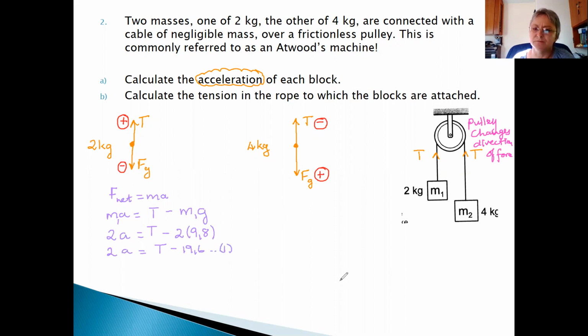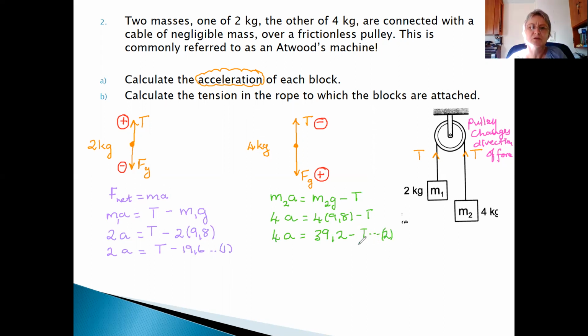My second equation would be m2 a equals m2 g minus T. To substitute the values that we have, 4a equals 4 times 9.8 minus T. To simplify further, 4a equals 39.2 minus T. And this forms the second equation.